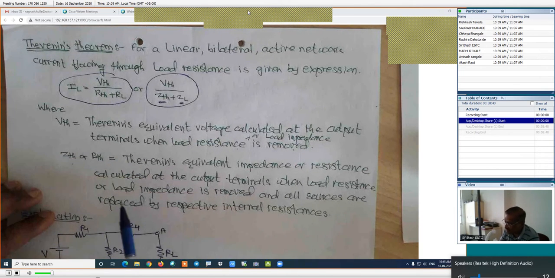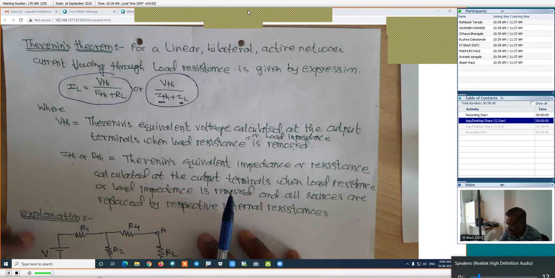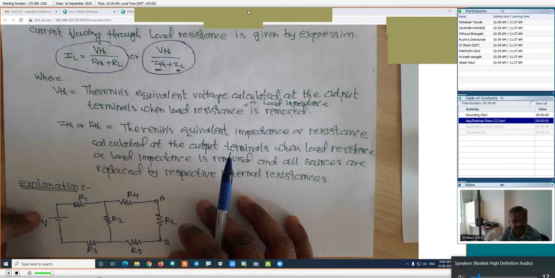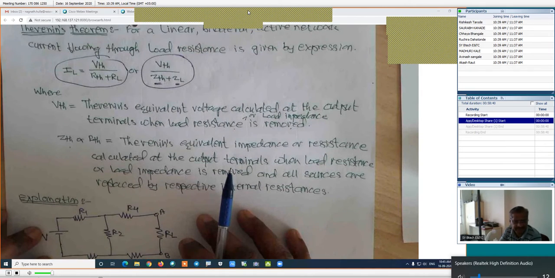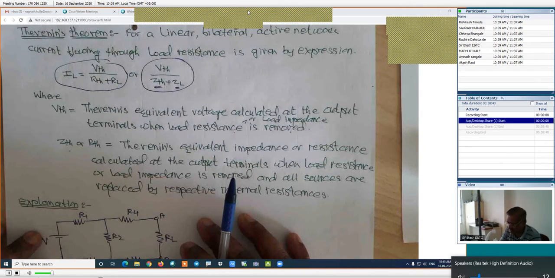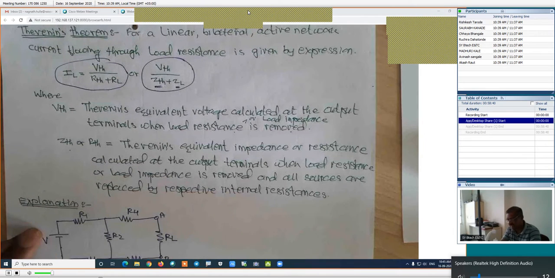load resistance or load impedance is removed and all sources are replaced by their respective internal resistances or internal impedances, whatever. So this is the statement. Now I will try to discuss the statement of the Thevenin theorem, that we will try to understand. How is the VTH and how is the RTH?